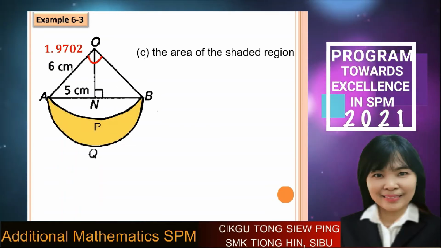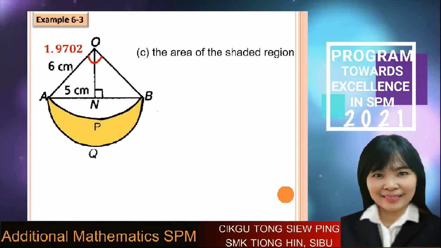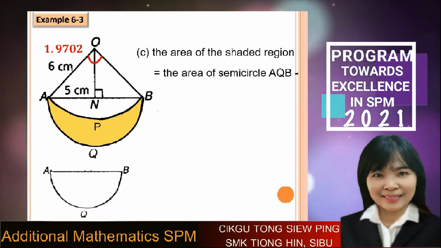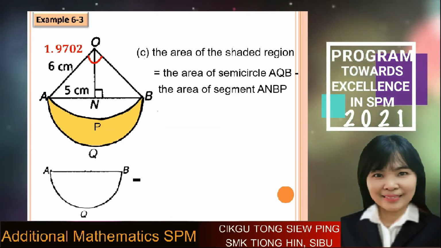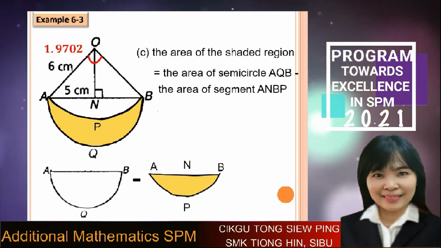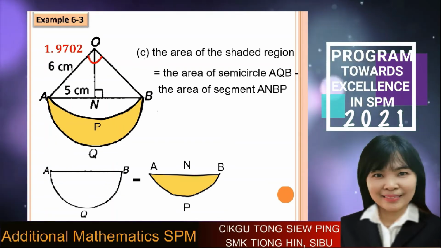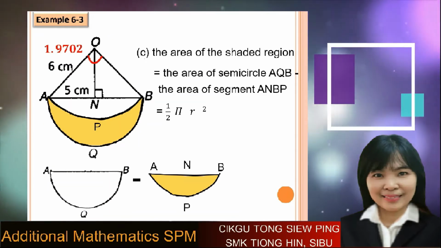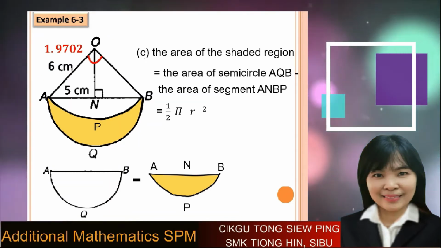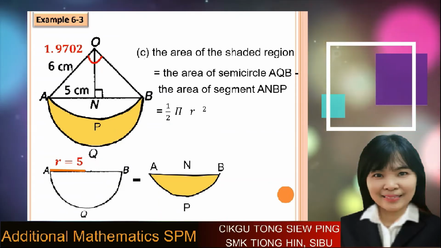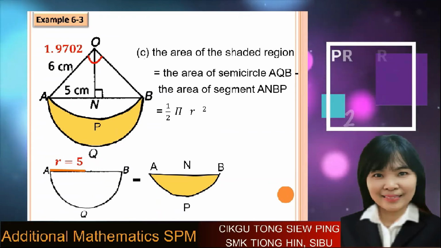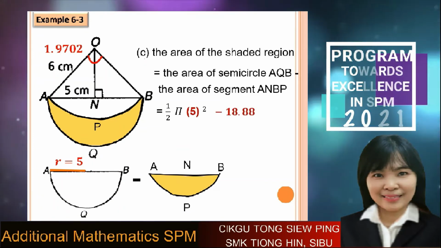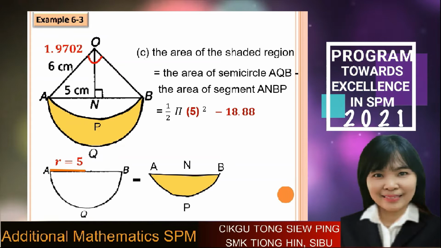Let's solve for the part C, the area of the shaded region. That is this yellow region. The area of the shaded region is equal to the area of the semicircle AQB subtract the area of the segment ANBP. The area of a full circle is equal to pi r squared. Therefore, the area of a semicircle is 1 over 2 pi r squared. Radius for this semicircle is equal to 5, so we substitute it into the r here. Then we subtract 18.88. This one we have found in our previous part.